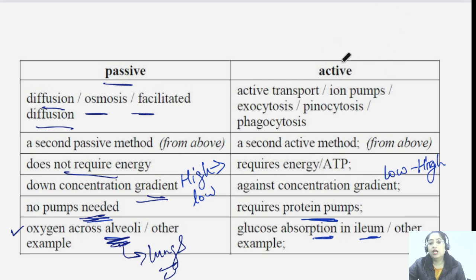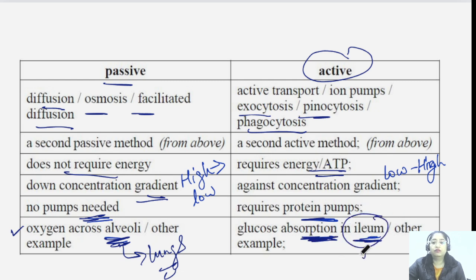Active transport, we discussed endocytosis, exocytosis, and the pumps. Here energy is required. It is happening against the concentration gradient, that is low to high. It requires the protein pumps. For example, glucose absorption in the ileum. Ileum is the part of the small intestine. So all of these we have done in today's session.